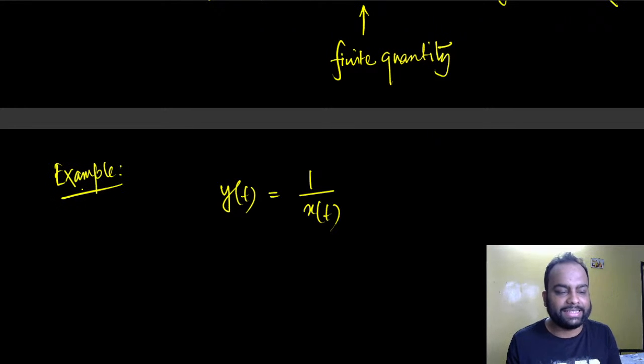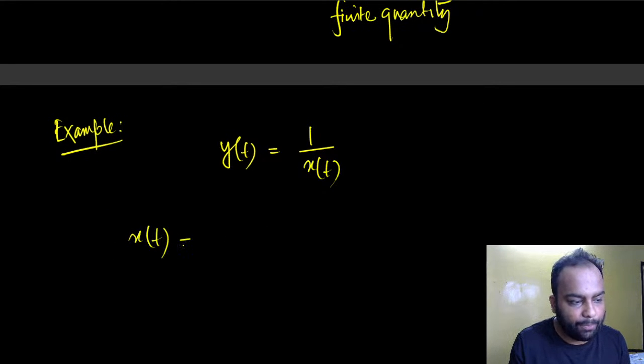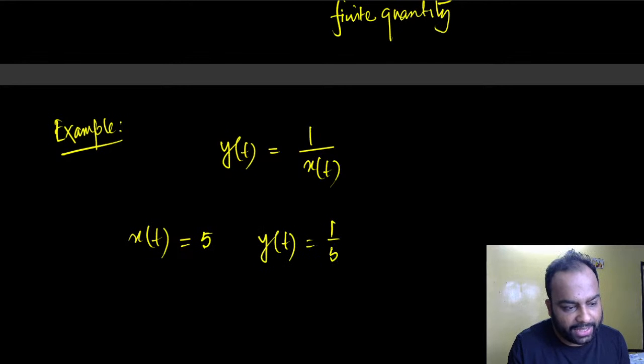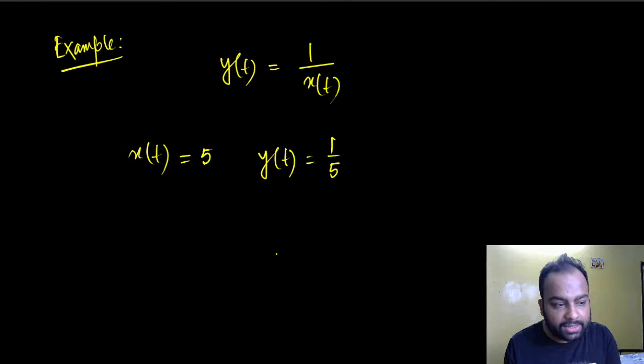Okay, so it's a static system again, not a dynamic system, so there is no differential equation involved anywhere. Let's just say that it takes the input and gets the reciprocal of that and turns that into the output. So if your x(t) at a certain point of time is 5, your output is going to be just 1 by 5. My question is, is this system BIBO stable? Is this system bounded input, bounded output stable?